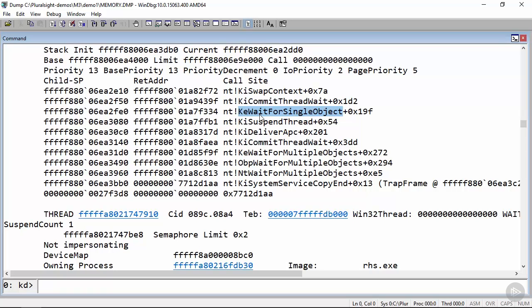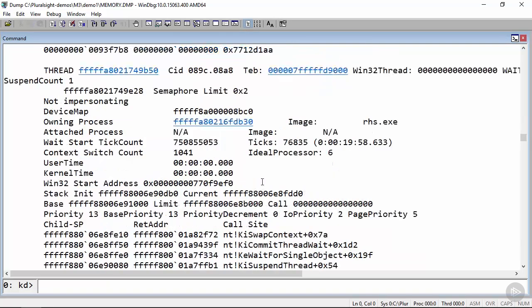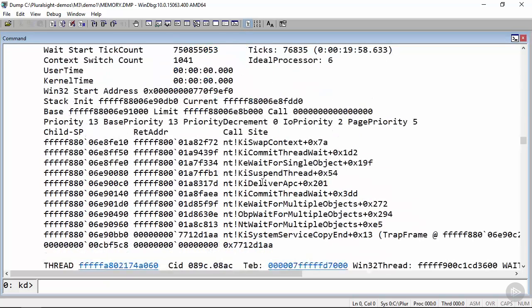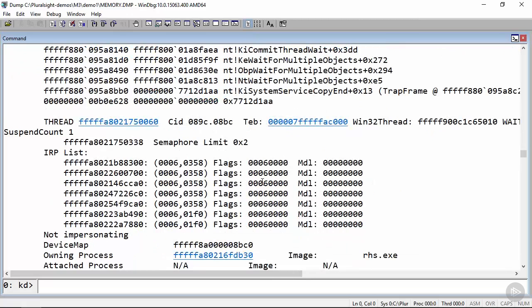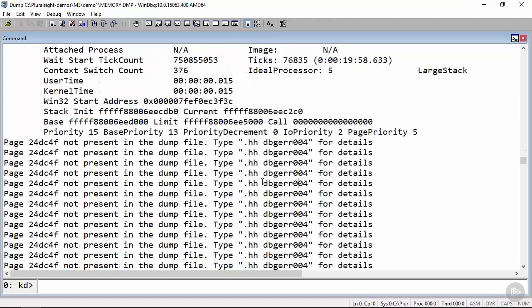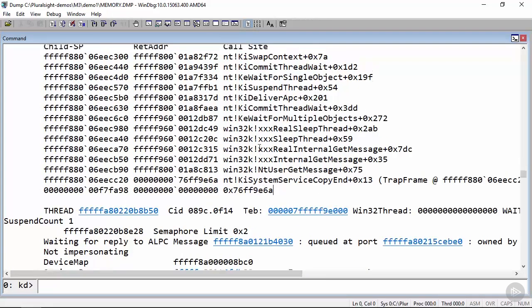So as I scroll through the different threads, you can see that here's the next thread, and it's doing essentially the same thing. It's delivering an APC, and then it's waiting. If I look at the next thread, it's doing the same thing. So I'm going to scroll through here looking at all the different threads until I find one that is significantly different. Here you get a few noise type errors just because a page wasn't present in the dump file. But as we continue to scroll on, here this one was a little bit different.